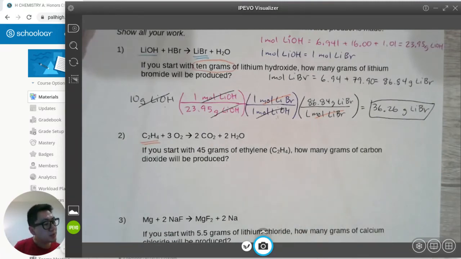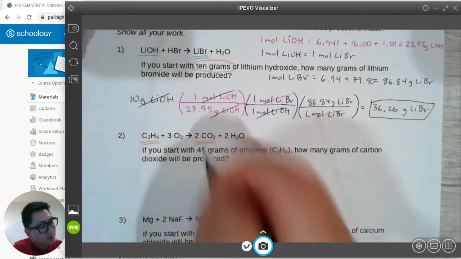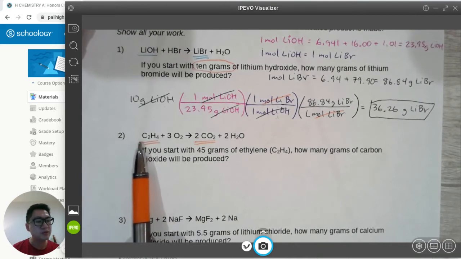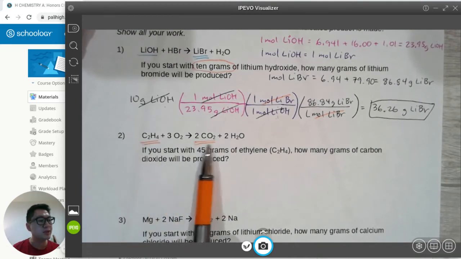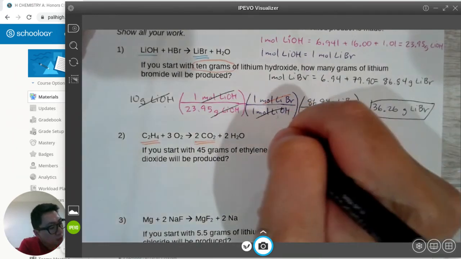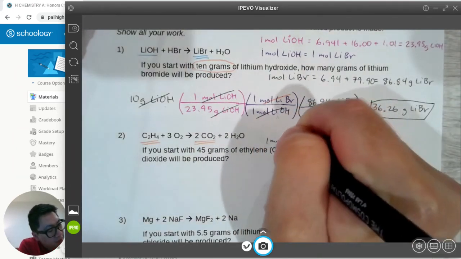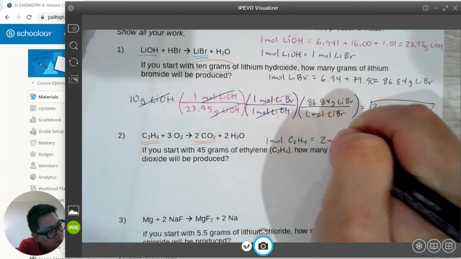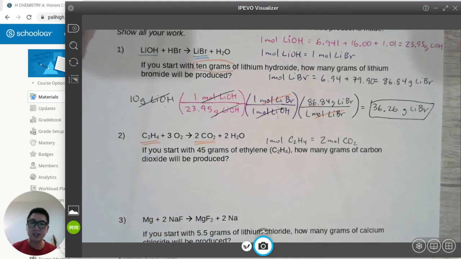How many grams of carbon dioxide will be produced? That's that one, carbon dioxide. What I know from this balanced equation: 1 mole of ethylene, coefficient 1, makes 2 moles of carbon dioxide, coefficient 2. Let me write that down. 1 mole of C2H4 makes 2 moles of carbon dioxide in this equation. That's one of our conversion factors.